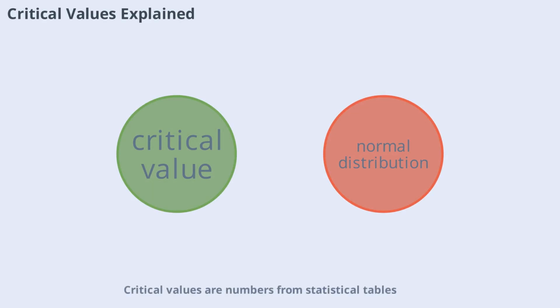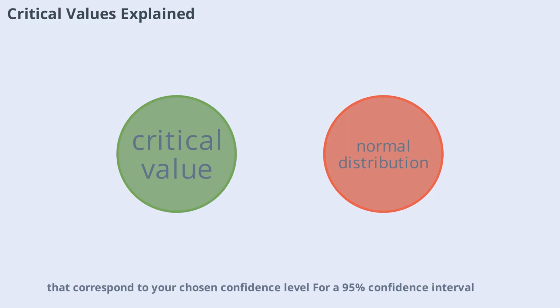Critical values are numbers from statistical tables that correspond to your chosen confidence level. For a 95% confidence interval, the critical value is typically 1.96 for a normal distribution. This value helps determine how wide your interval will be. The higher the confidence level, the larger the critical value and the wider the interval. Understanding critical values is key to correctly calculating and interpreting confidence intervals.